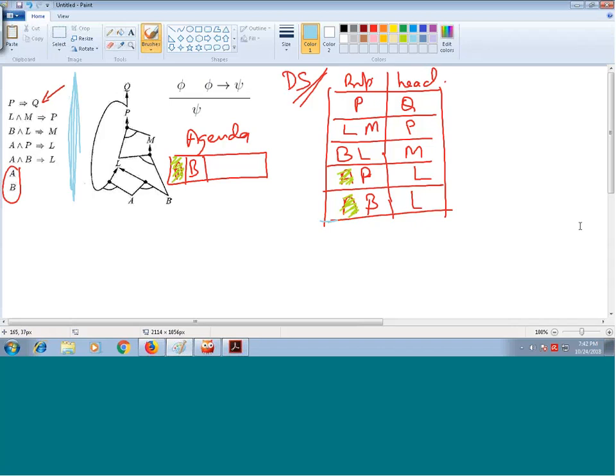Okay. These are the propositions given to me. Right? Take the first proposition, P implies Q. So this part, what you get, I am going to put into the head. You get Q given P. Can you understand this part?